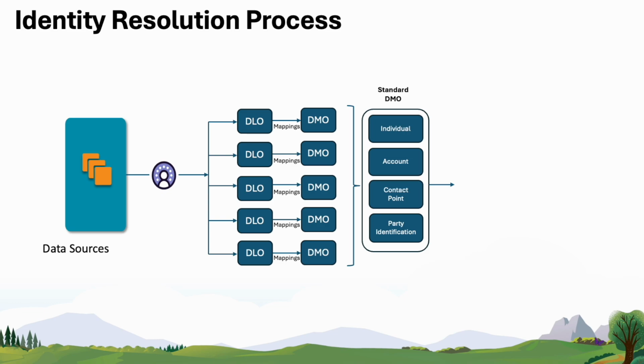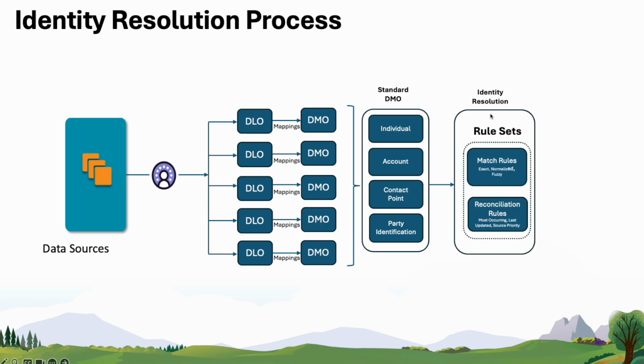Once we have the data model objects, we need to create the identity resolution process. In the identity resolution process, we have rule sets. Each rule set comprises match rules and reconciliation rules. Using the match rules, identity resolution will be able to create the unified profiles. These can be based on exact, normalized, or fuzzy matching. Similarly, reconciliation rules define what exactly is the field value that should appear in our unified record. That can be the most occurring value, the last updated value, or the source priority value.